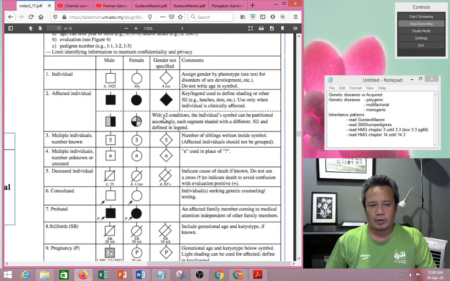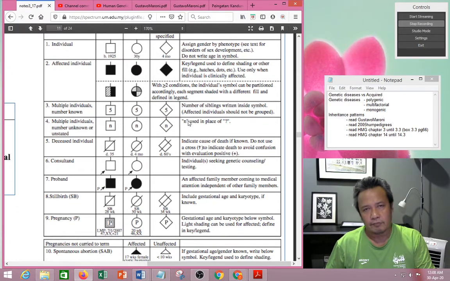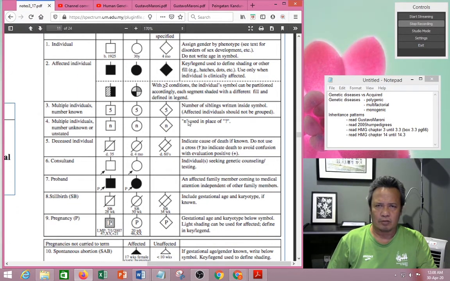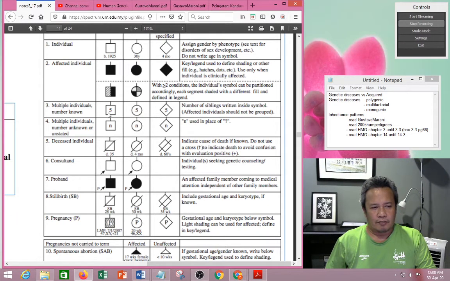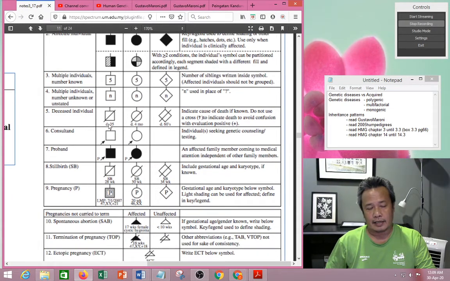With more than two conditions, the individual's symbol can be partitioned accordingly, each segment shaded with a different fill or defined in the legend. Normally, it's black and white. You don't use colors. Why? For publication purposes. When you publish, you don't want to publish color. It's expensive. Multiple individuals, number known 5. These are the number of siblings. If you don't know, use N. These are deceased individuals that died at age 35, died at 4 months old, died in the 60s. You don't know what age.